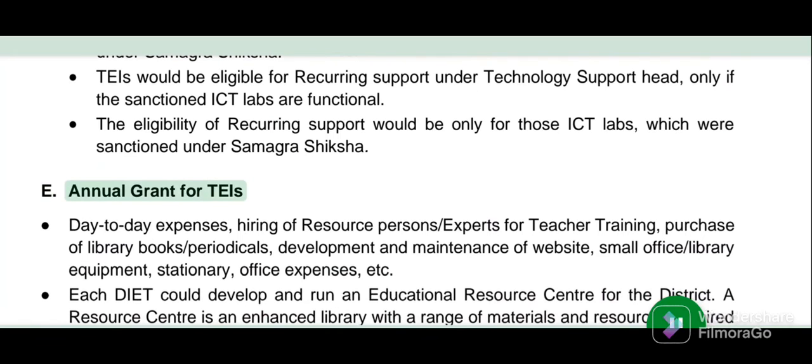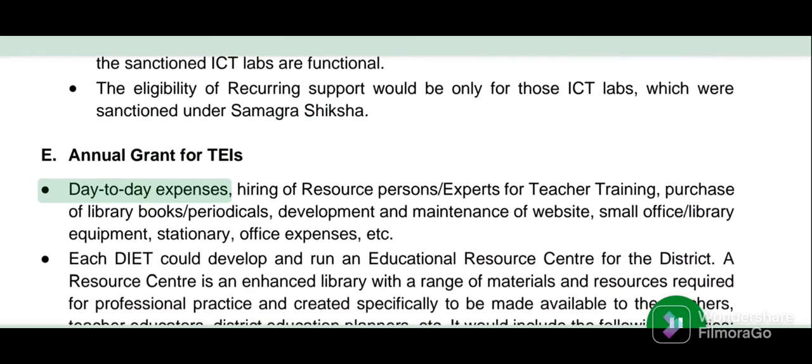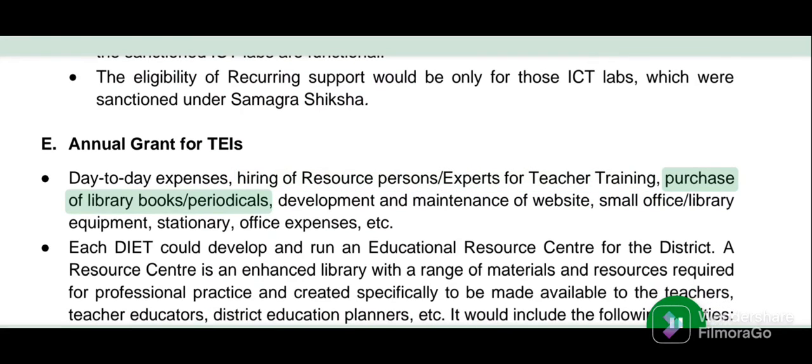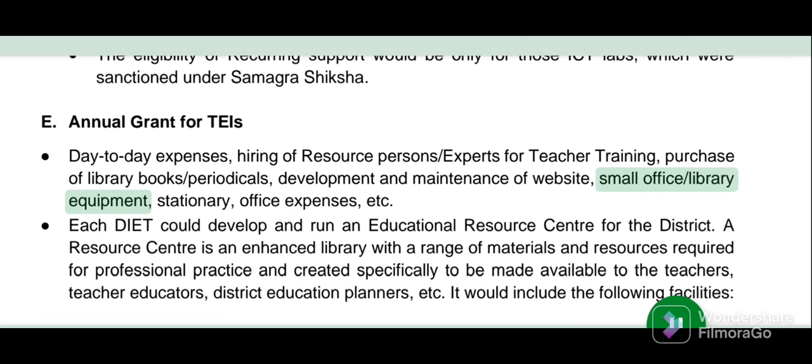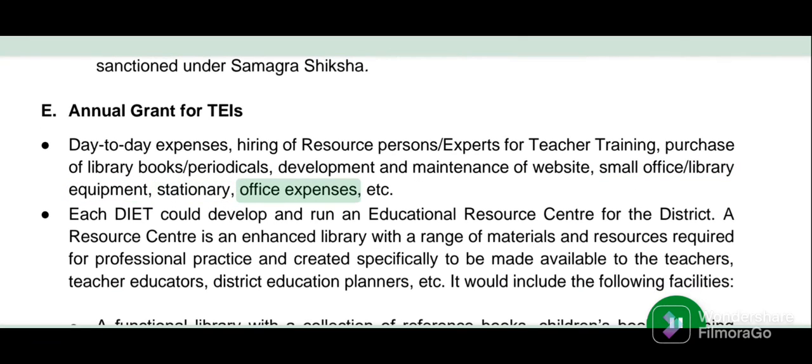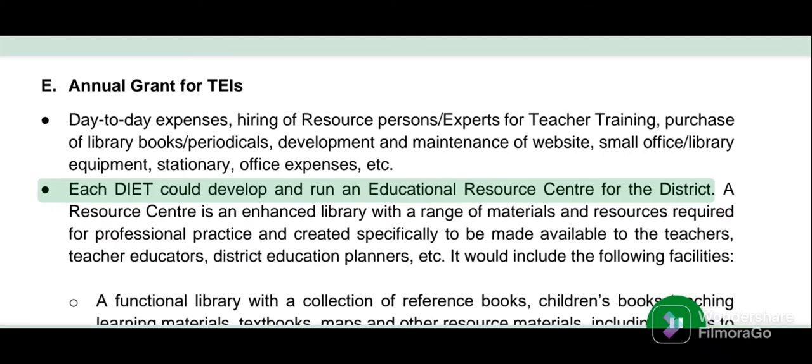A. Annual grant for TEIs. Day-to-day expenses, hiring of resource persons/experts for teacher training, purchase of library books, periodicals, development and maintenance of website, small office library equipment, stationery, office expenses, etc. Each DIET could develop and run an educational resource center for the district.